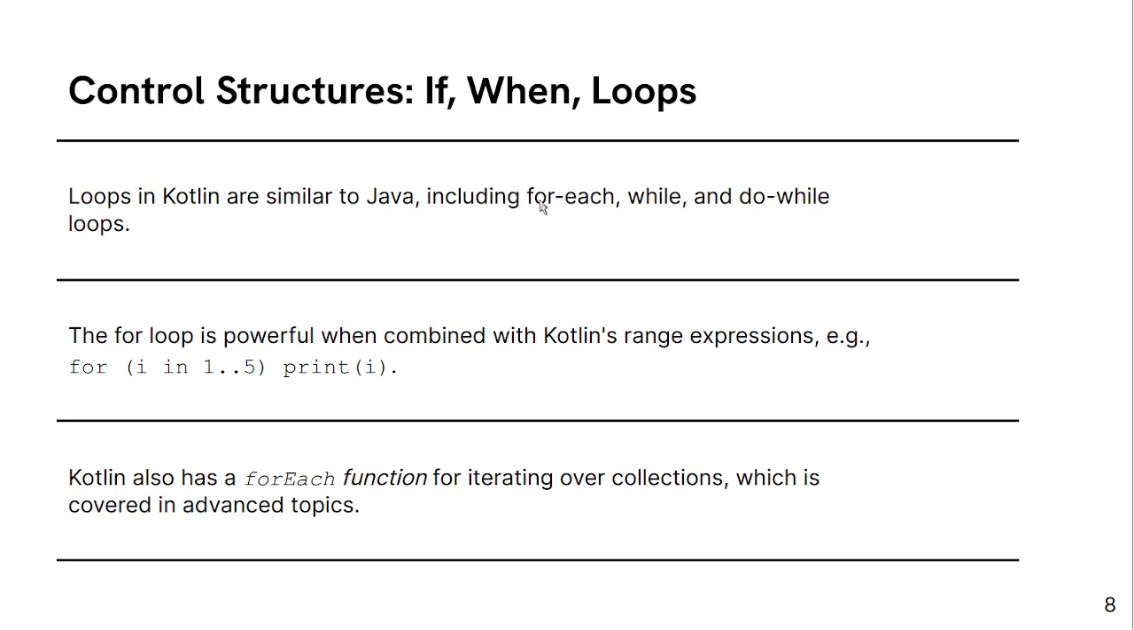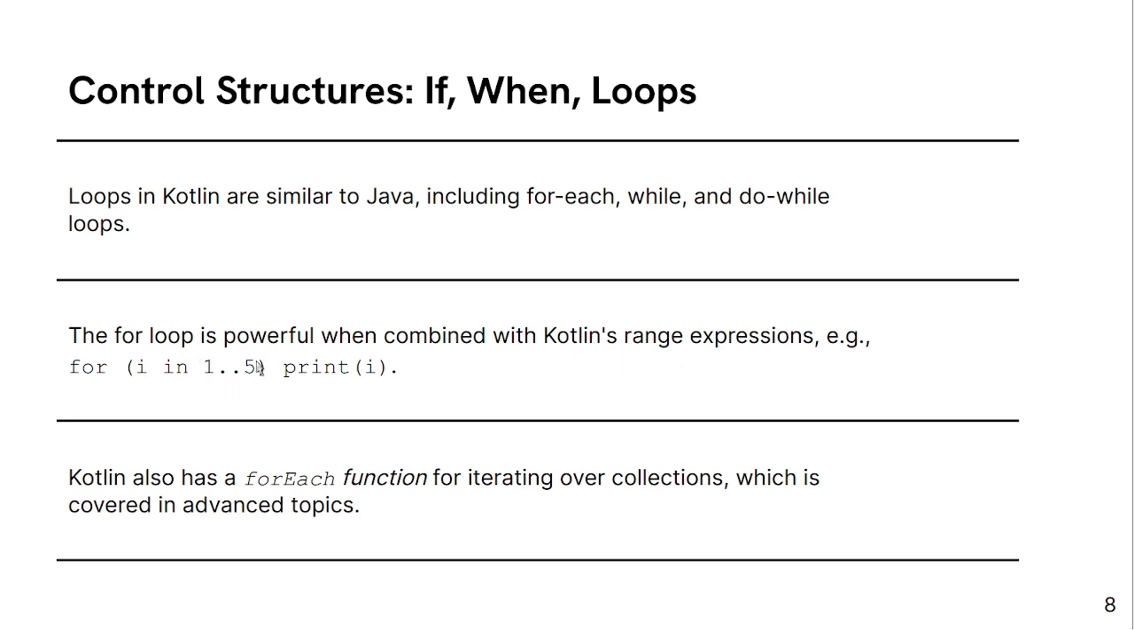So if you need something like a conventional for loop, you need to fall back to use the while syntax. So the for loop is just used for iteration, right, through a list of items. So it's actually the iterative for in Java. The for loop is powerful when combined with Kotlin's range expression.